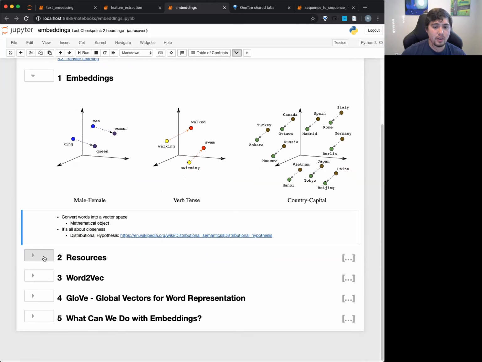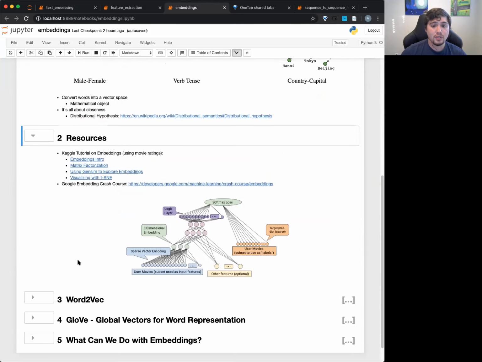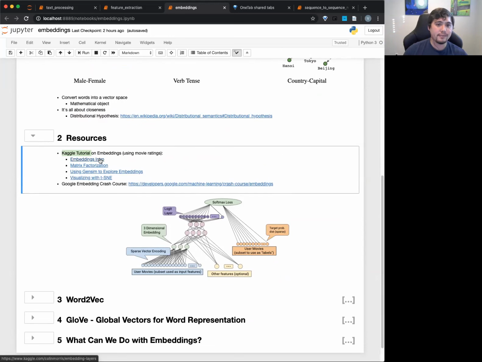Okay, so I have a couple of resources. One quick thing: I used to point to this Kaggle tutorial on embeddings. Kaggle has kaggle.com/learn, with a few tutorials, very few of them, but they're pretty good. They had a tutorial on embeddings, but they removed it, though the Kaggle kernels are still there, at least as of right now. I think it was from a data scientist, Colin Morris. He does a great job of explaining these things.